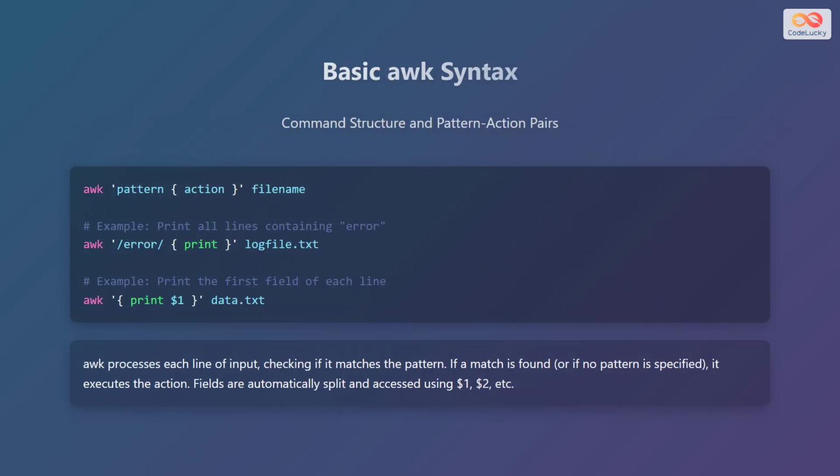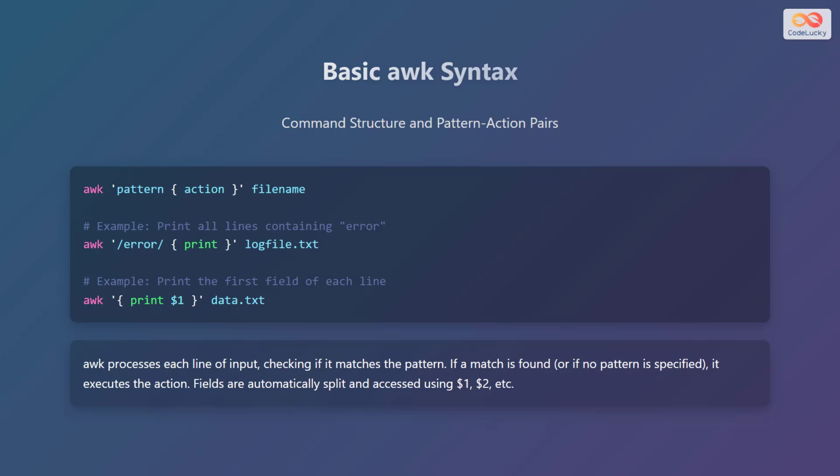The basic syntax of an awk command is as follows: awk, followed by the pattern in single quotes, then the action in curly braces, again in single quotes, and finally the file name. For example, to print all lines containing the word error, the command is awk '/error/ {print}' logfile.txt. As another example, to print the first field of each line, the command is awk '{print $1}' data.txt.